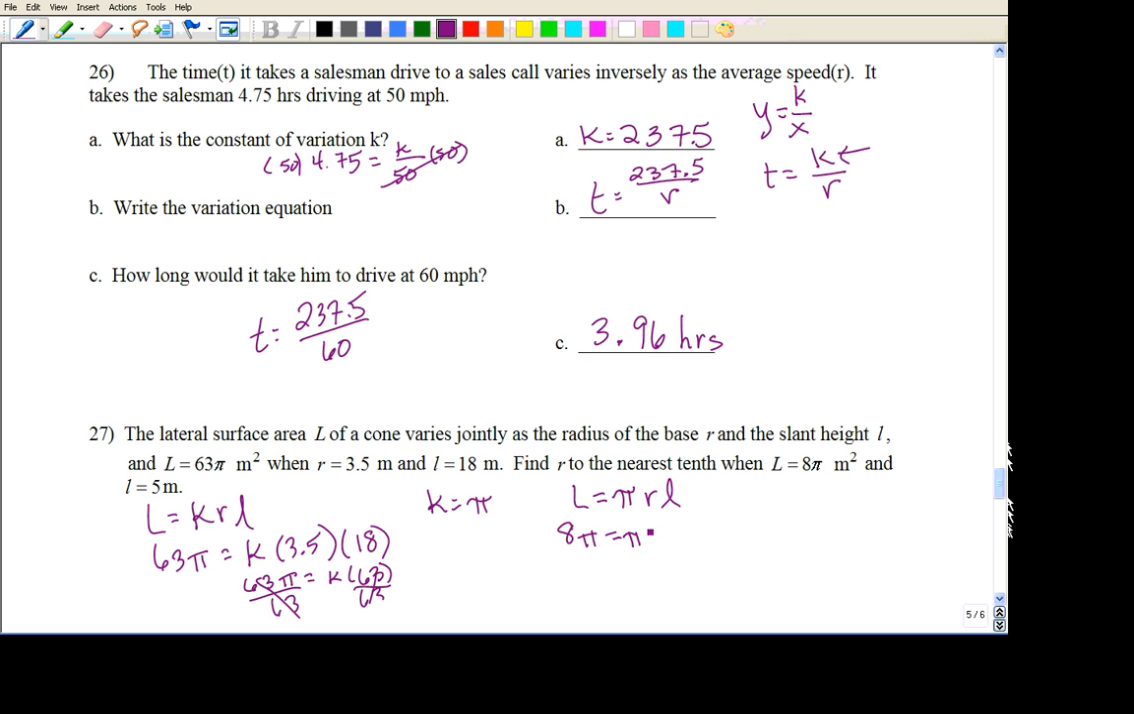So there's filling that in. We're looking for R, and our little l is 5. So then here, if we divide both sides by pi and by 5, then you get R equals 8 over 5, or you could say that's 1.6. And that'd be meters.